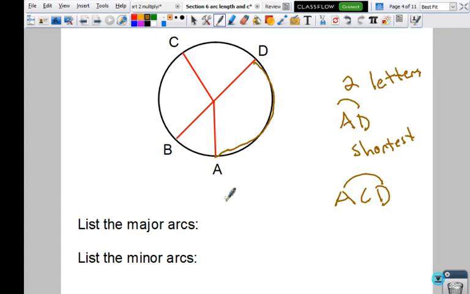So if I'm going to list major arcs, that is parts of this circle that are more than halfway across, ACD is going to be a major arc, right? Because if I go from A to C to D, that's more than halfway. What about BAD? BAD looks like exactly halfway.